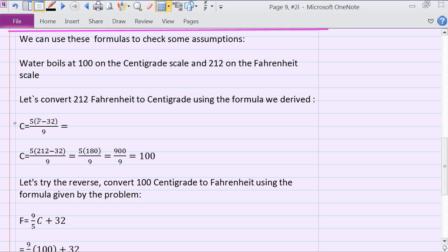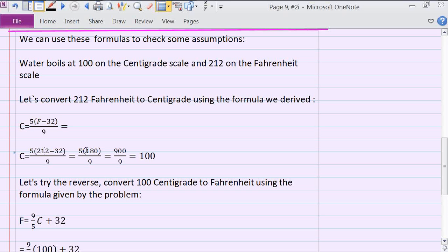So we just need to substitute the Fahrenheit in here in order to get the centigrade. We're converting 212 Fahrenheit to centigrade. So here's the centigrade on the left, given the Fahrenheit right here. So we put the Fahrenheit in.